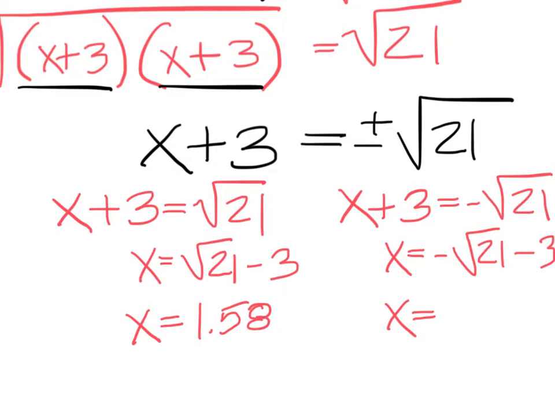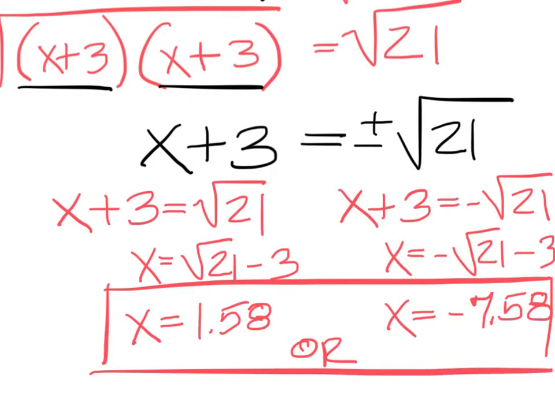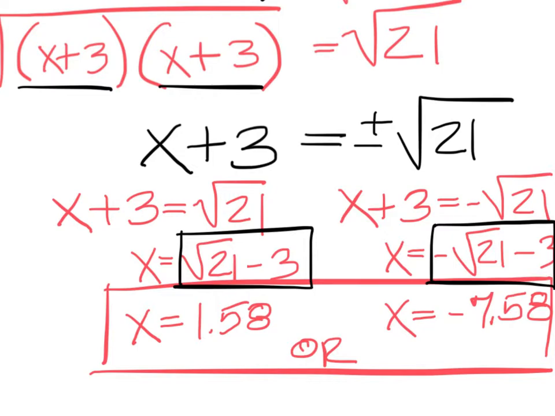1.58. Or the answer could be negative. Hit the negative sign first, square root of 21, enter, and then minus 3. Negative 7.58. I have rounded to 2 places in each case. Sometimes the answer will be written like this, in the black boxes. So if you leave it like that and you see an answer like this, work it out to see if they're equivalent, or vice versa.